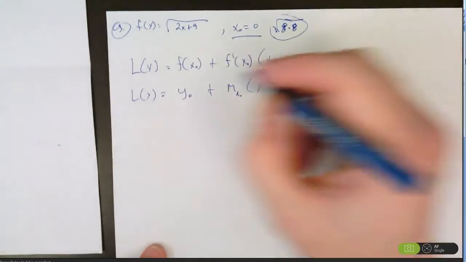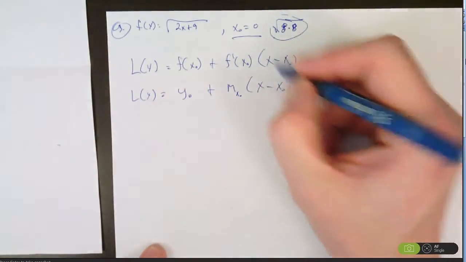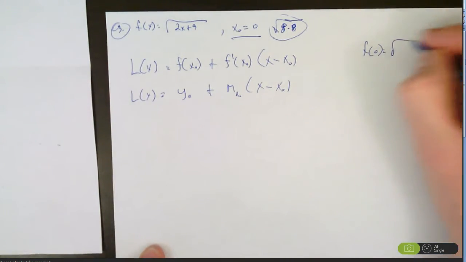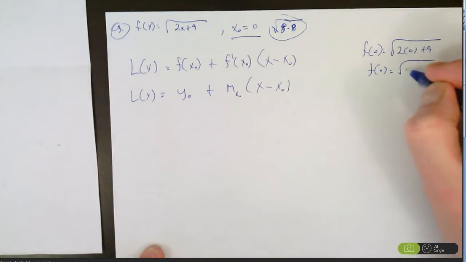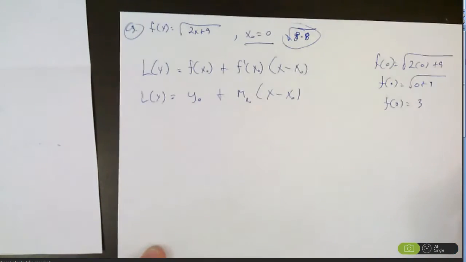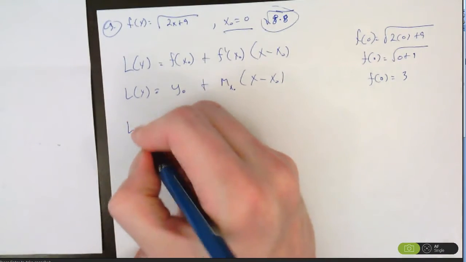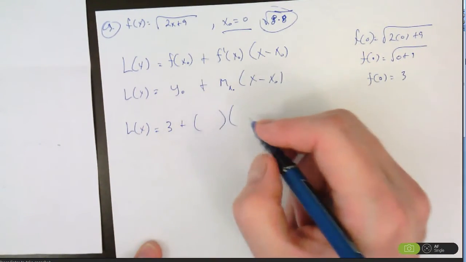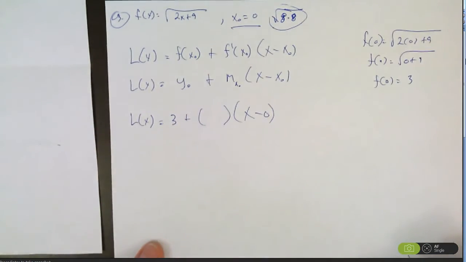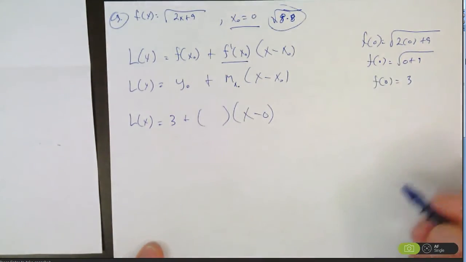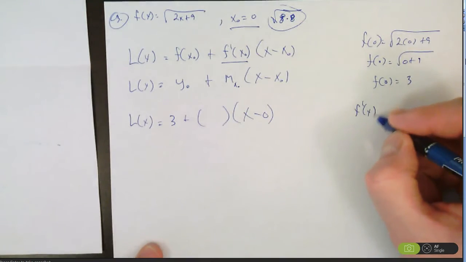So the first thing we do is we find f of, we already know our x naught is 0. Well, let's find f of 0. F of 0 is 3. Okay, so L of x is 3 plus, I'll find slope in a minute, then x minus 0. Now in order to find the slope, I've got to find the derivative at that point. So find f prime of x.